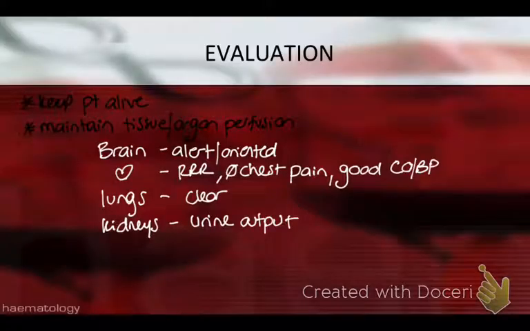So, how do we know we've done a good job? The patient's alive. That's always good, right? And we maintain tissue perfusion. Because if we don't, then these patients go into shock, which is what we're going to talk about on Monday. So we know that the brain is being perfused if the patient's alert and oriented. We know the heart is being perfused if they don't have any chest pain, if they have good cardiac output. We know the lungs are being perfused if they're nice and clear with a good respiratory effort. We know the kidneys are being perfused if they have good urine output. So our goal is to keep our volume up and keep the organs well perfused by having good volume and breaking up clots that are preventing volume from getting to them.